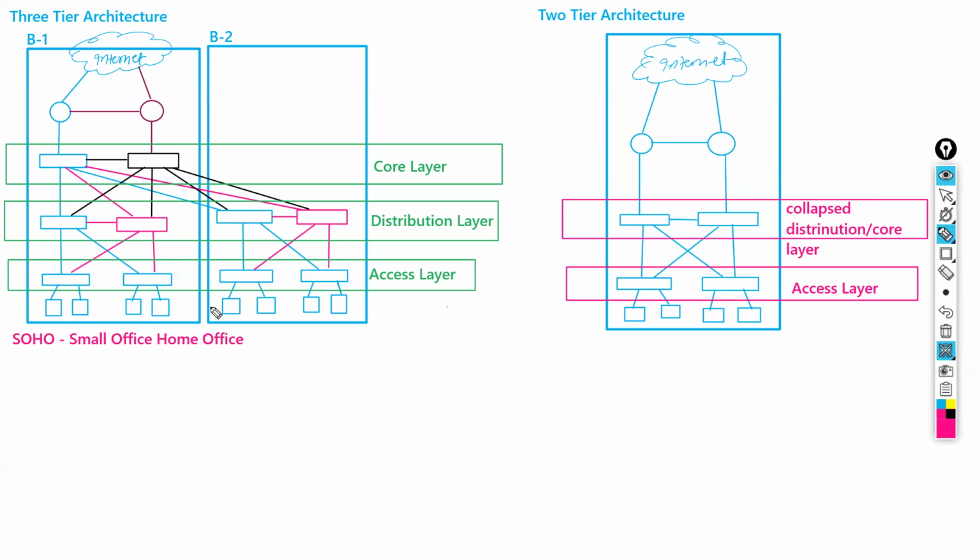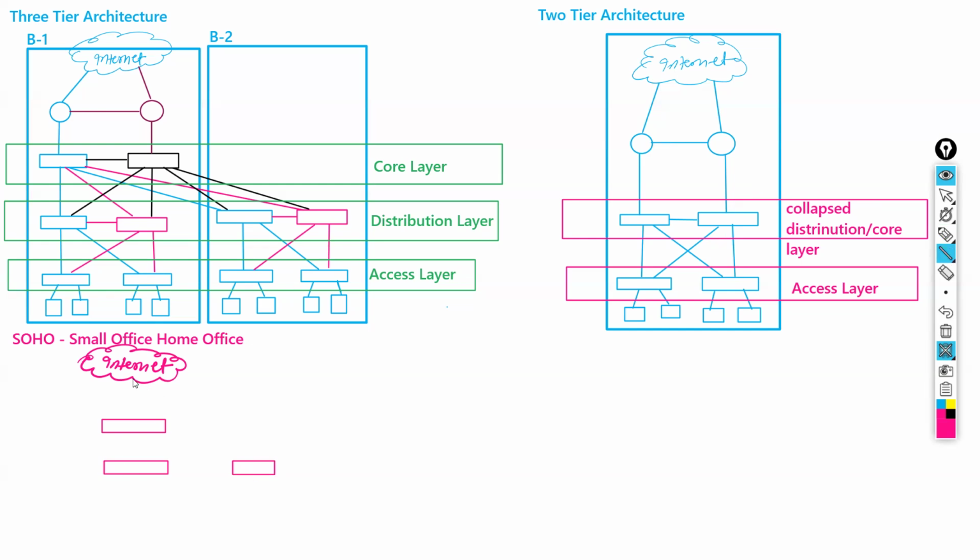Okay. So in the SOHO architecture, what will happen? Internet is there. From the internet, you will take an internet connection. So your ISP will give you what? One device, a router. Okay. Then with this router, you can have the internet connection. If you want multiple devices to connect, you can use a switch. And if you need a wireless connection also, you can use a wireless access point. Okay.